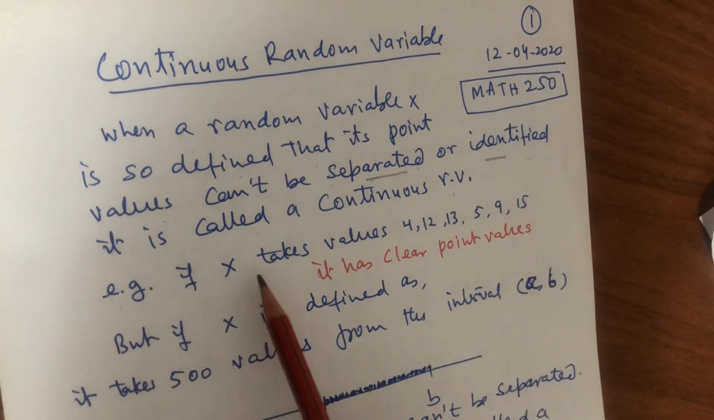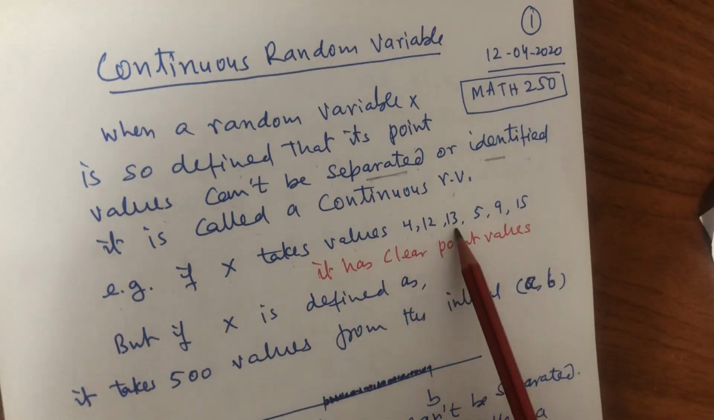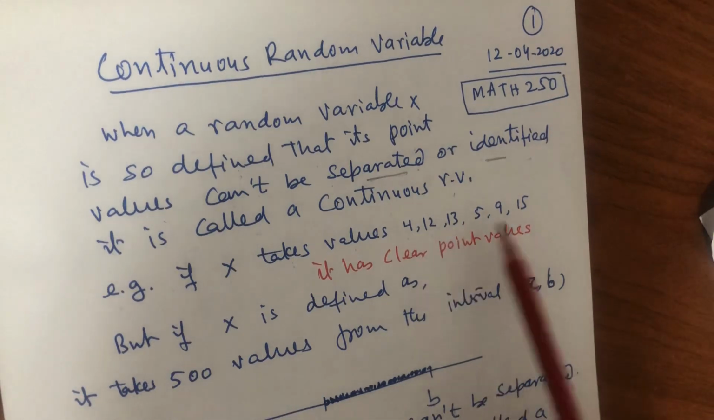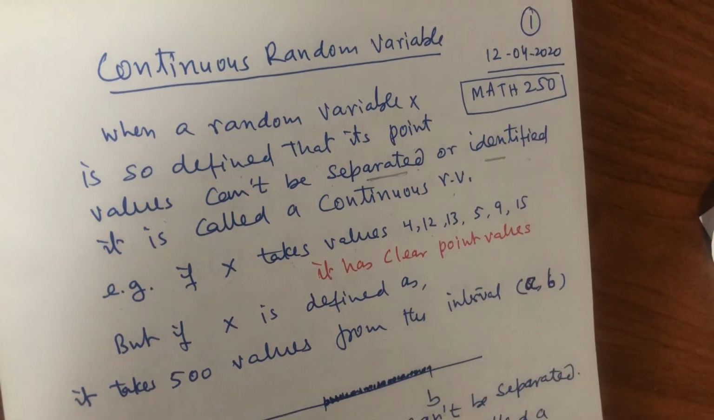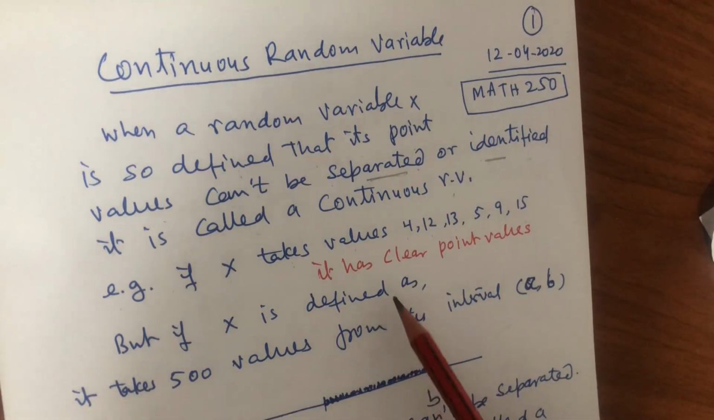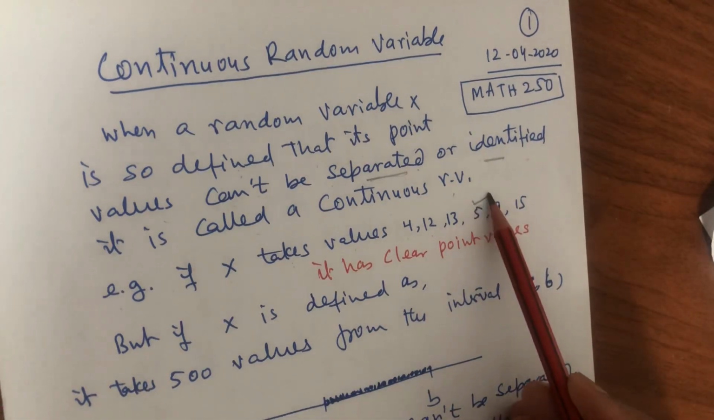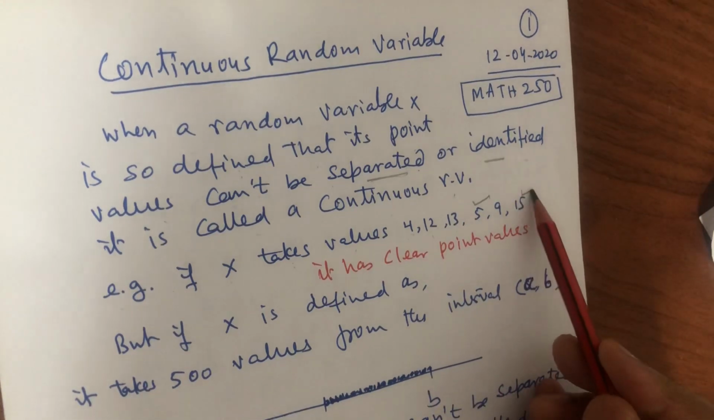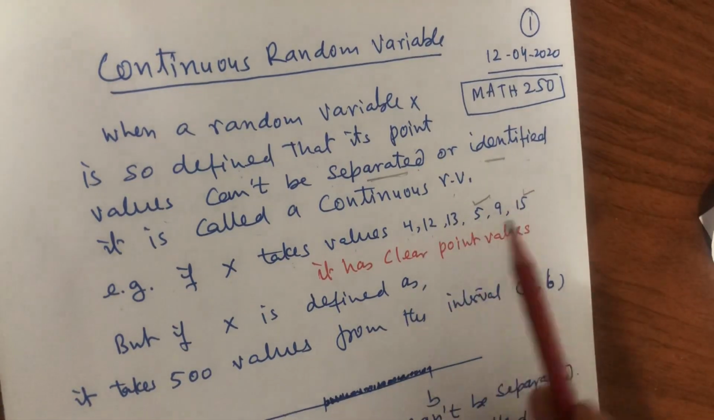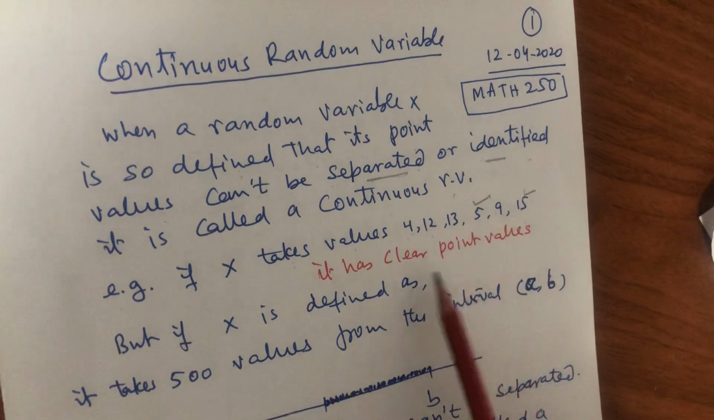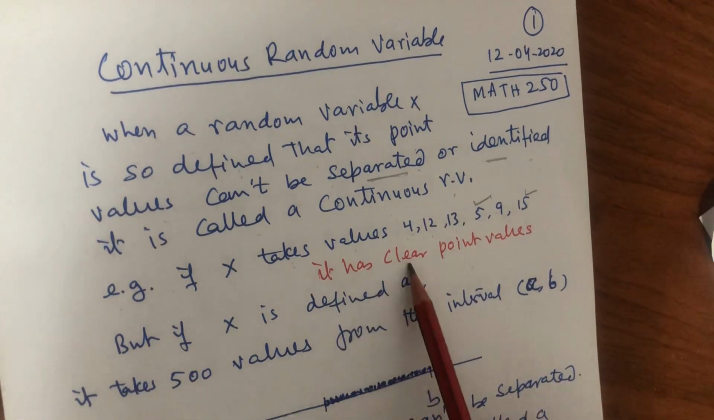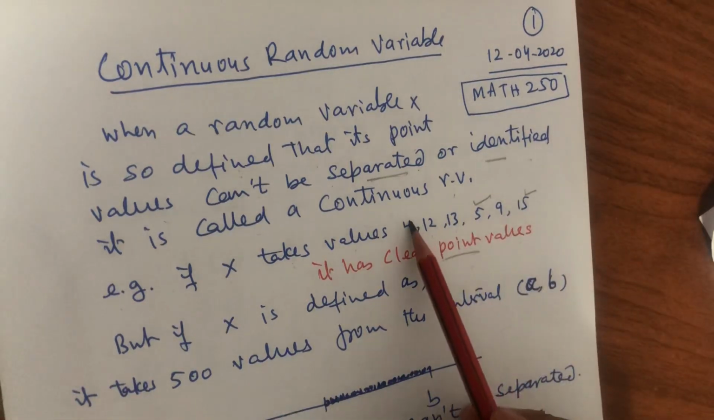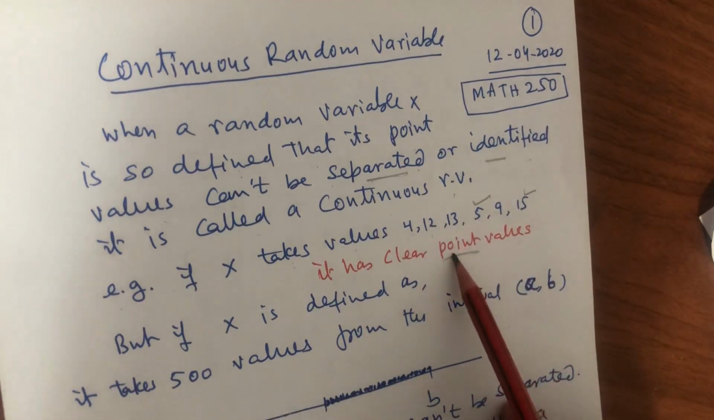For example, if X takes values 4, 12, 13, 5, 9, 15, we can identify all these values. If I ask what the fourth value is, you will say 5. If I ask the sixth value, you count 1, 2, 3, 4, 5, 6 and answer. These values are all separate and can be identified easily. They have clear point values: at the first point 4, at the second point 12.